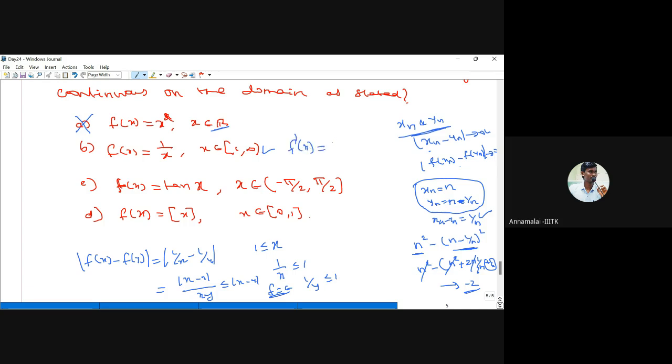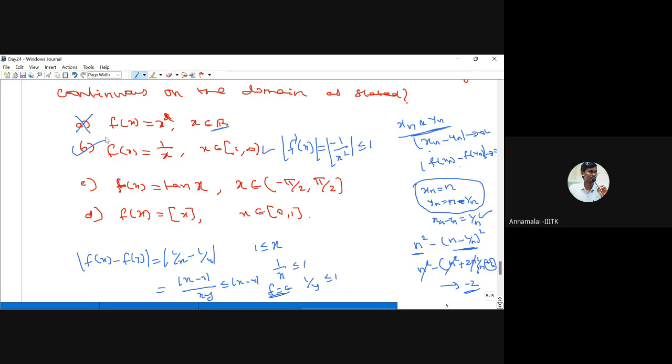So f dash of x is nothing but minus 1 by x square. If you take modulus of this, it's bounded by 1. Since the derivative is bounded, therefore f is uniformly continuous in the interval 1 to infinity. Okay, either you can use the definition or use the theorem. Therefore, this function is uniformly continuous.